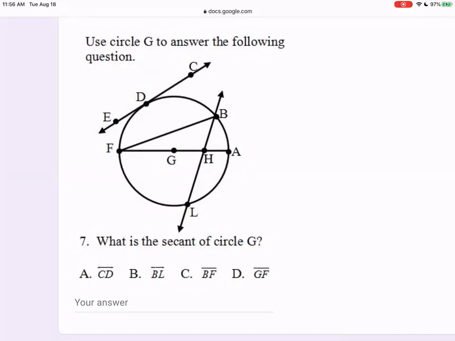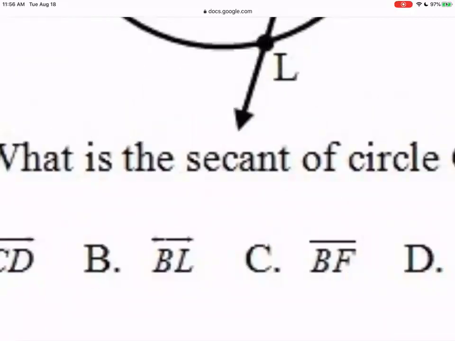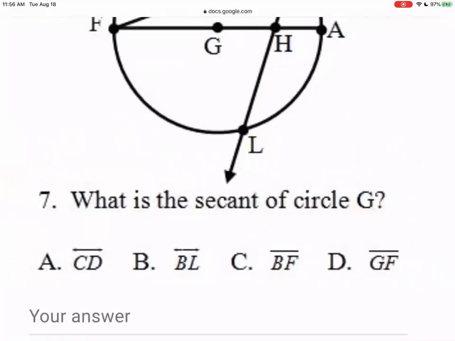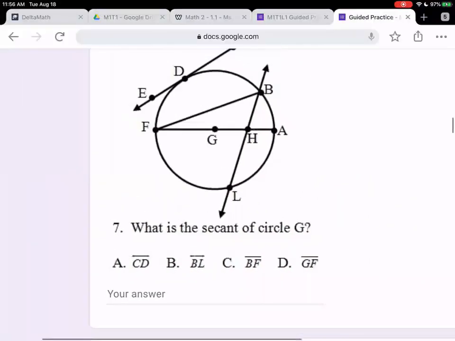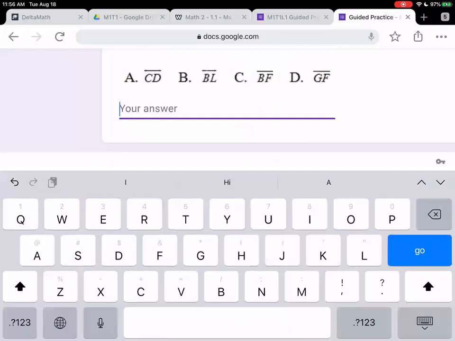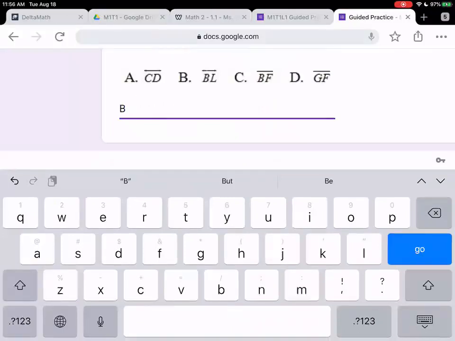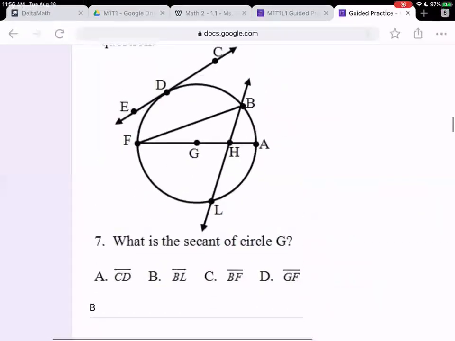B. Yes, B. B stands for the line BL. So it starts on B, which is on the outside of the circle. L is also on the outside of the circle, and it's a line with arrows on it. Let me show you. You see those blurry arrows? Those are arrows, okay? It goes on forever. So BL is our line with arrows on it that goes on forever, that touches our circle twice. So BL.